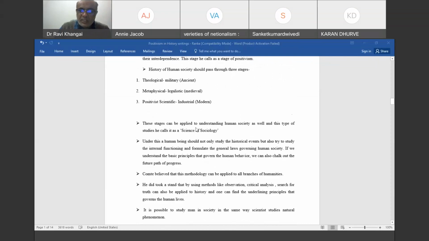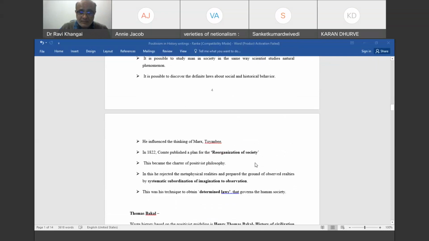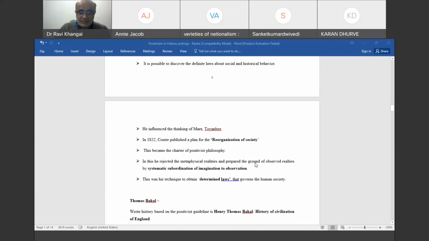He is also a person who had applied scientific method to the study of society, and he uses the phrase called science of sociology. He also says that your imagination should be subordinate to observation. You should believe in observation, not imagination. Like the first example I gave.